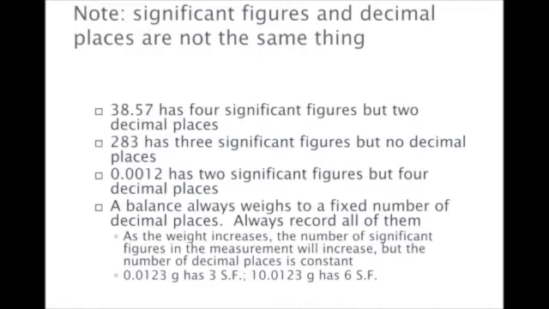So significant figures and decimal places are not the same thing. I know some people get that mixed up. So 38.57 has 4 significant figures, but only 2 decimal places after the decimal. Since all of these are not zero, there'll be 1, 2, 3, 4 significant figures. So I'm going to do some examples for you guys on the whiteboard so you can see me work through it and hopefully answer any questions you have.